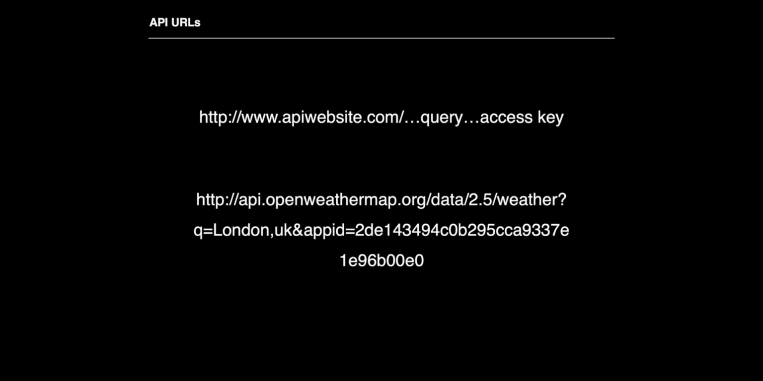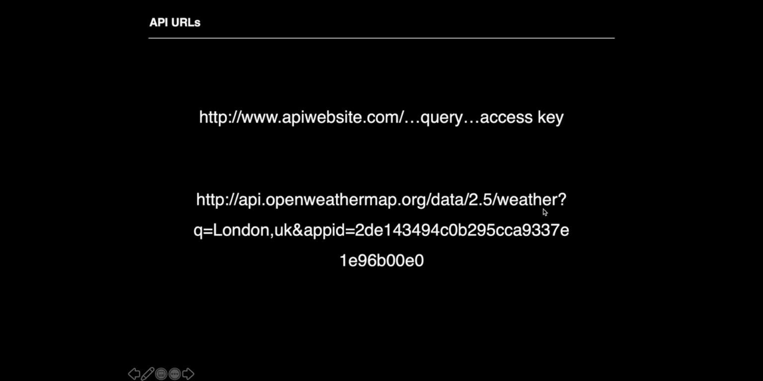So we are going to be using API queries using URLs. So it's going to be something like www.apiswebsite.com, then a query, and then the access key that they provide us. So the query is just the question. It's basically asking what data we want to retrieve. So if we want to get weather data, for example, we can use the Open Weather Map API.